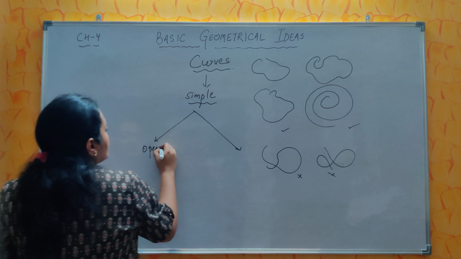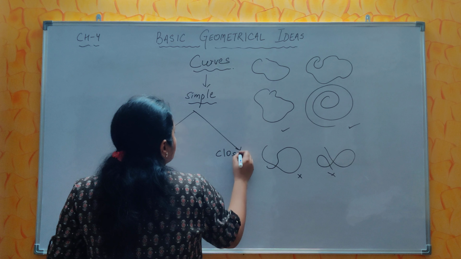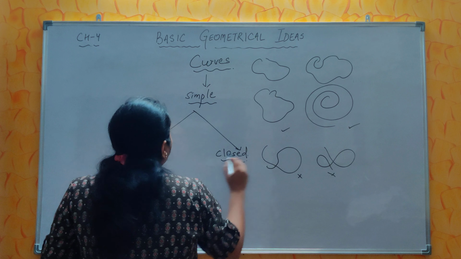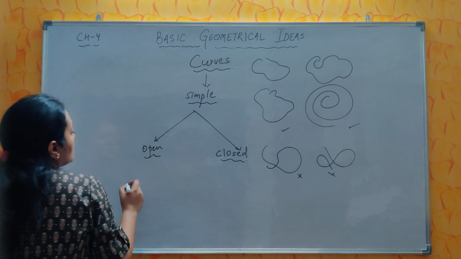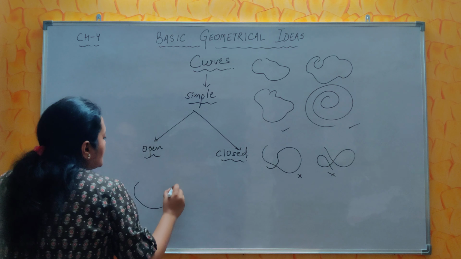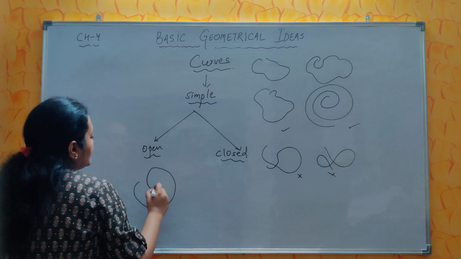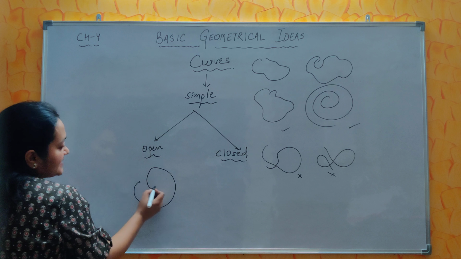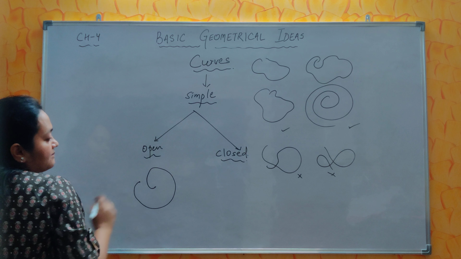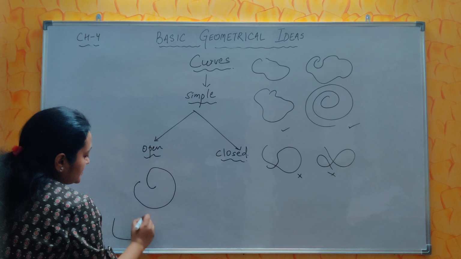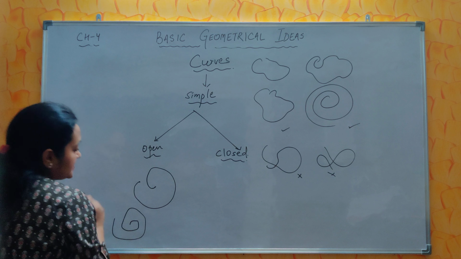Open and closed. Okay, what are open curves and what are closed curves? Open curves are the curves which have different starting and end points. Okay, this is the starting point and this is the end point. Both the points are different, so this is an example of an open curve. Similarly, this is an example of an open curve.